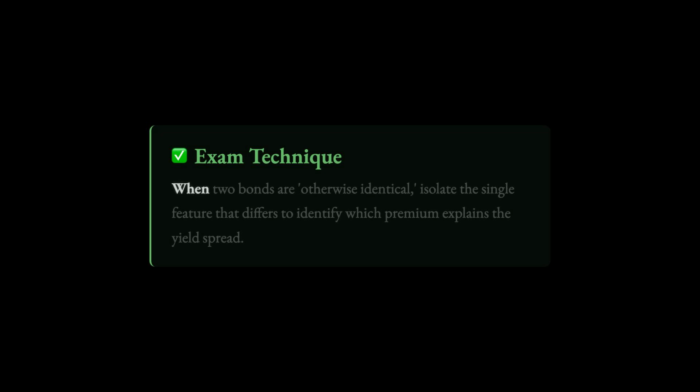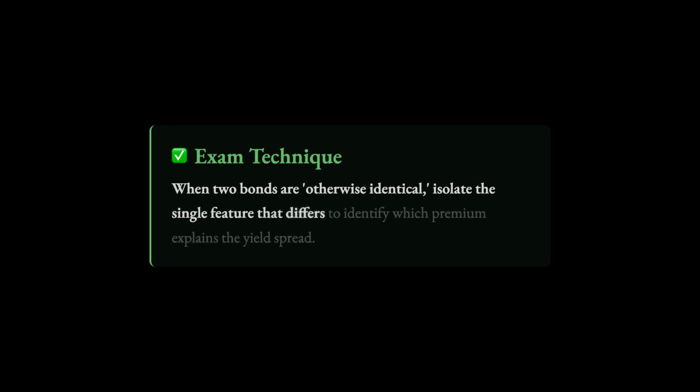Here's a practical exam tip. When two bonds are otherwise identical, isolate the single feature that differs to identify which premium explains the yield spread. The exam loves this pattern. Now let's put this into practice with a CFA-style question. Let's see if you can identify which risk premium explains a yield spread when most features are held constant.